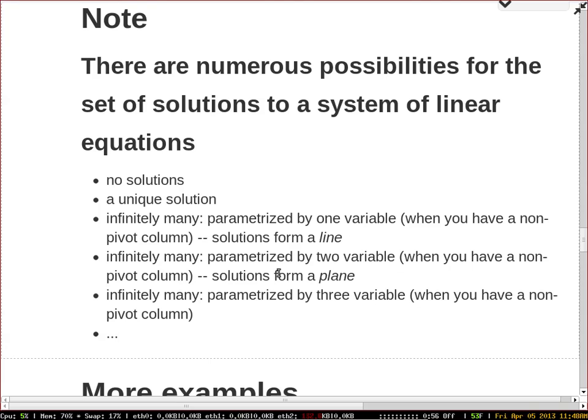Another possibility is that there's one parameter that you can write all the solutions in terms of. That's what we're seeing here. That happens when you have exactly one non-pivot column. Then everything can be written in terms of one variable. You can choose any value you want for that variable, and you've parameterized all the solutions in terms of it. Another thing can happen. Maybe there are 2 non-pivot columns, and then you can write all the solutions in terms of the variables corresponding to those 2 non-pivot columns. Or there might be 3 non-pivot columns, and you can write the solutions in terms of those. And in each case, the dimension of the set of solutions gets bigger and bigger.